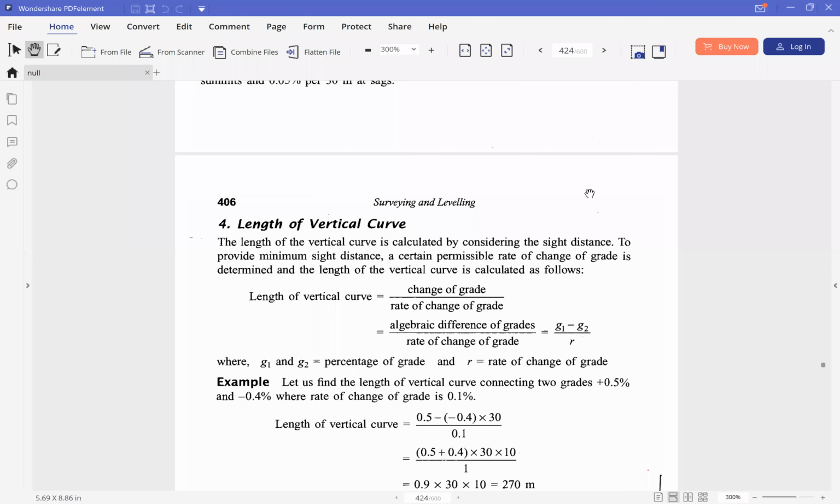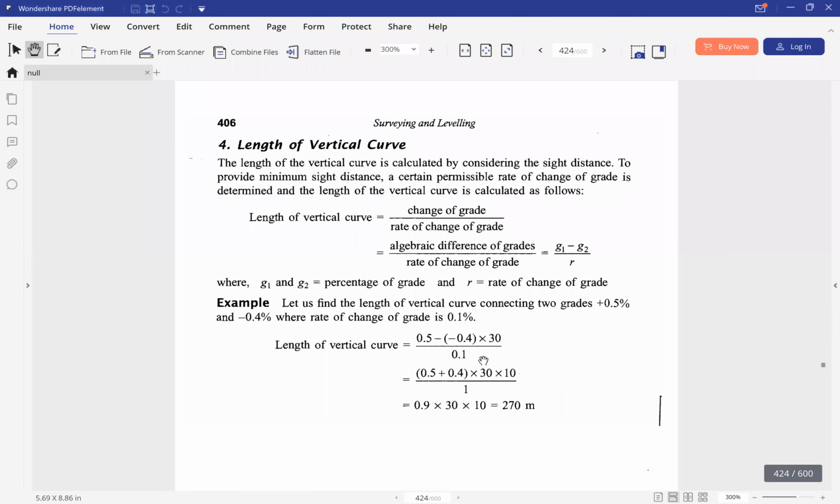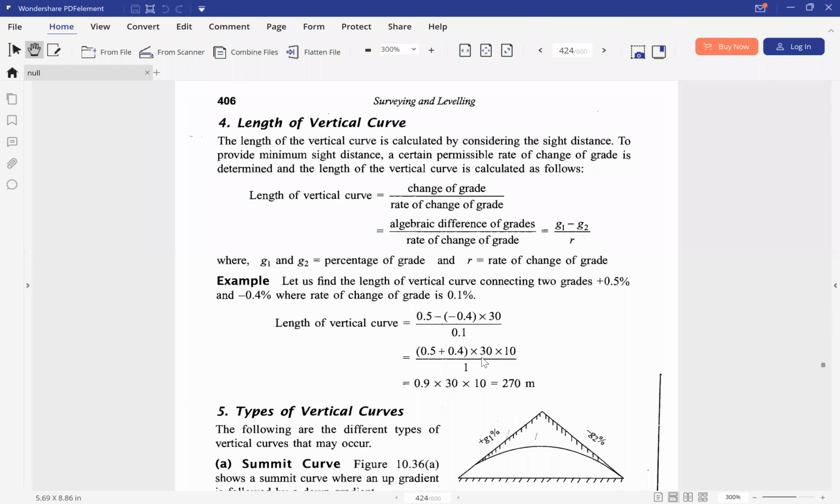So there is one example of that to calculate the length of the vertical curve. Let us find the length of the vertical curve connecting two grades. 0.5% means that there's a rise, and negative 0.4% means there's a fall, where the rate of change of grade is 0.1% per 30 meters, right? So the length of the vertical curve is (g1 minus g2) over r. g1 in this case is plus 0.5 and g2 is minus 0.4. So putting those values over there, the length of the vertical curve comes out to be 270 meters.